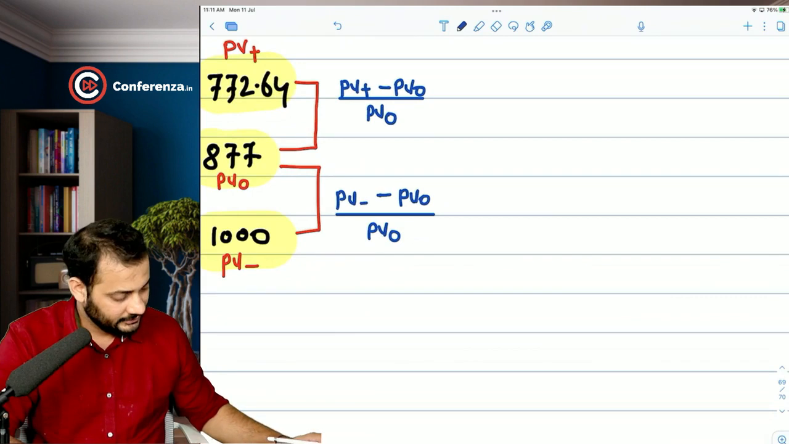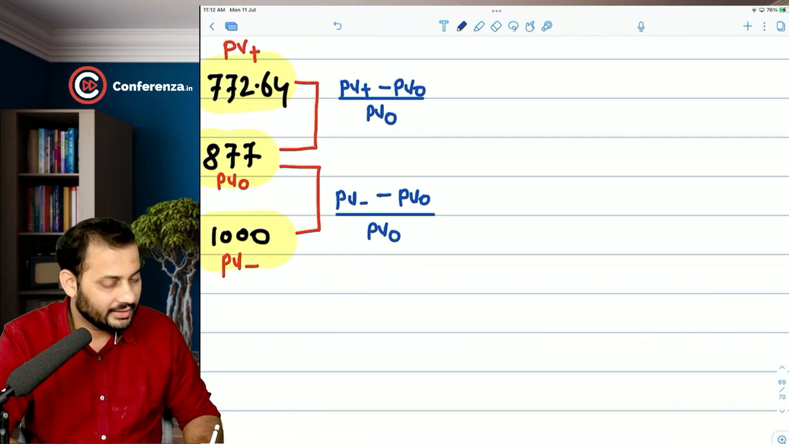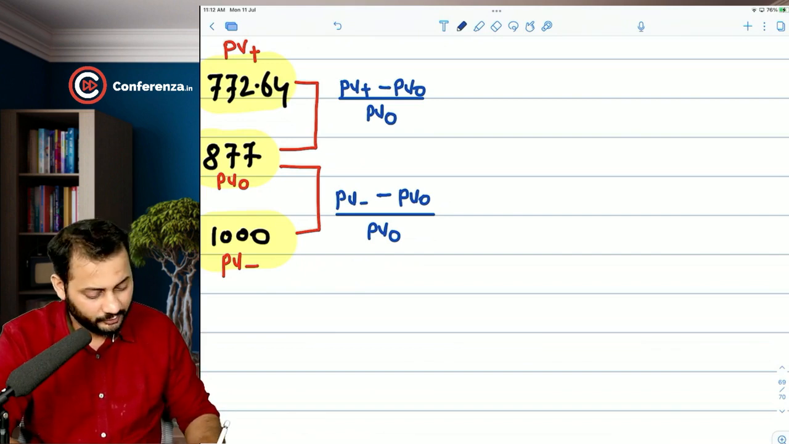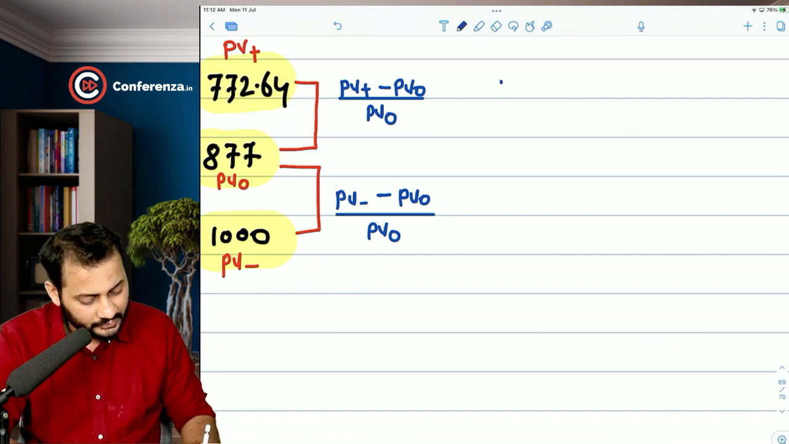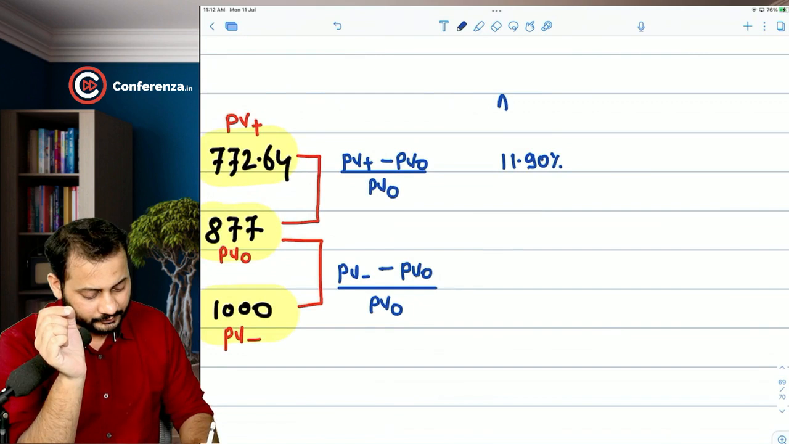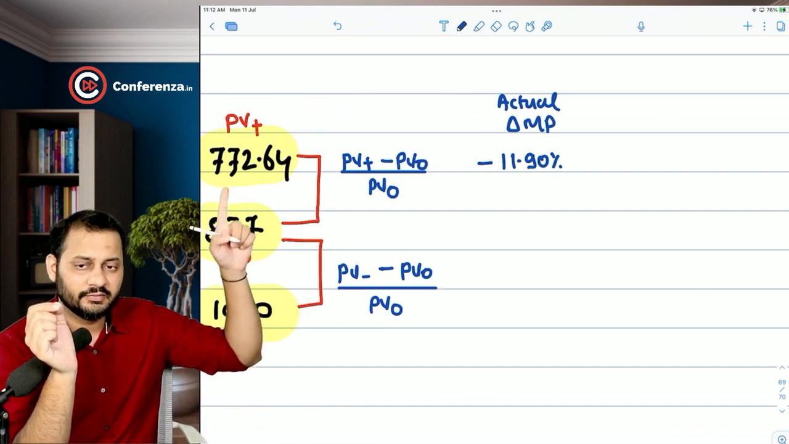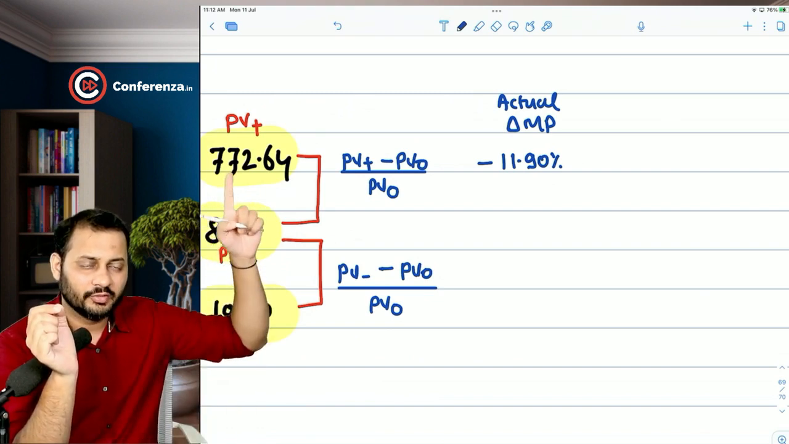772.64 minus 877 divided by 877. So the answer comes to 0.11899. So that will be around 11.90%. It's around 11.90%. This is the actual change in the market price. I will write it down. You will see the answer will be negative because you are deducting 877 from the lower figure, 772.